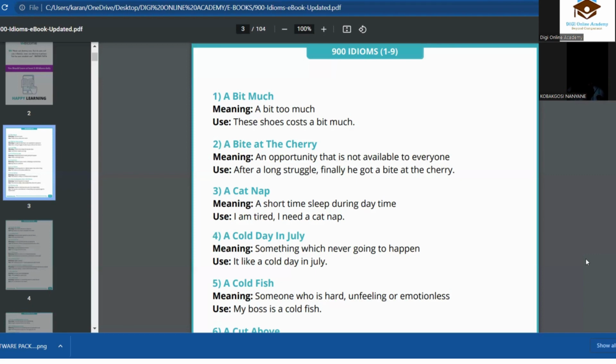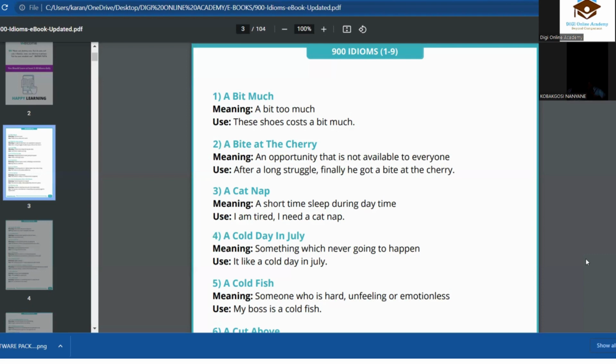Okay, a cat nap. Its meaning is a short time sleep during daytime. Suppose you get a break in the daytime and you catch a sleep, a short nap. So it is called a cat nap. And the use is: I am tired, I need a cat nap. It means I need a short nap.